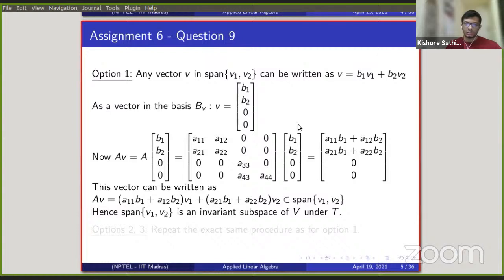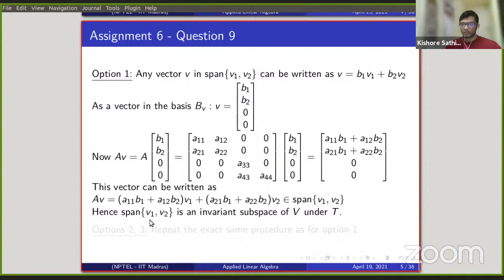So we just multiply the two matrices out here. I put A and put v next to it, and when you multiply it out, we see that we get A11 b1 plus A12 b2, and the second term is A21 b1 plus A22 b2. Let's convert now from this basis form back to the regular form. In terms of V1 and V2, it just becomes (A11 b1 plus A12 b2) times V1 plus (A21 b1 plus A22 b2) times V2. And obviously, this is a linear combination of V1 and V2, so it belongs to the span of V1, V2.